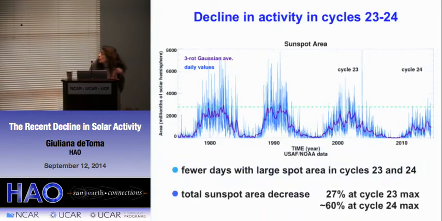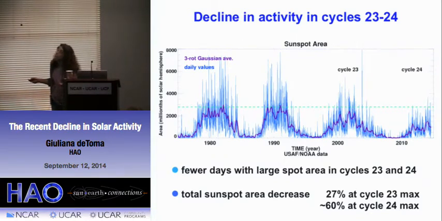If we take a closer look at the recent cycles, this is again sunspot area as a function of time. I'm plotting in blue the daily values, and in purple you see the three-rotation average. This is in millionths of the solar hemisphere, so sunspot area really covers a very small fraction of the sun. I'm showing here an arbitrary line, and this roughly gives you an idea of what the level of the previous two, the cycle 21 and 22 maxima, were.